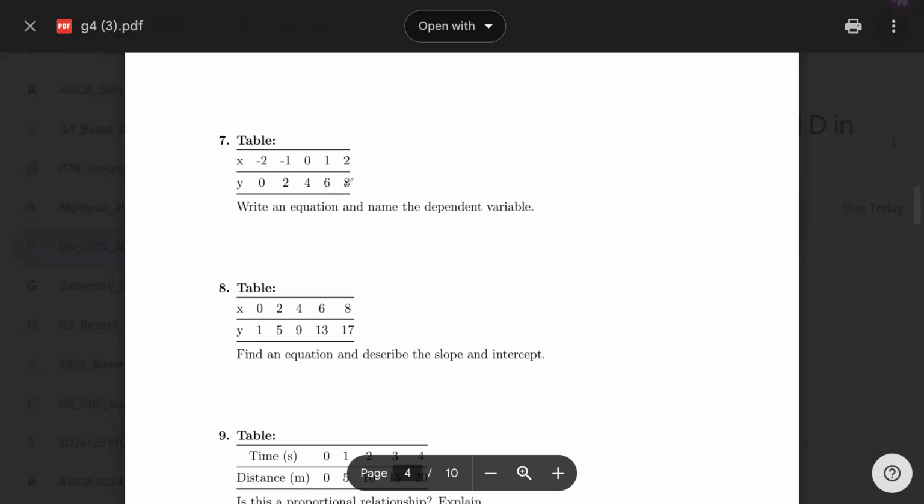0 went to 8. So what is the change? +8. 8 units, right? 8 minus 0, the ending value minus the starting value. What is the change in x? -2 becomes +2. So how many units did it change? Minus 2 to minus 1, minus 1 to 0, 0 to 1, 1 to 2. How many units did it go?